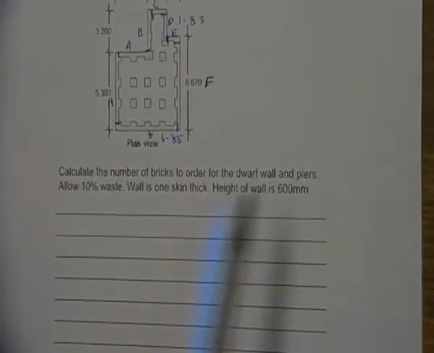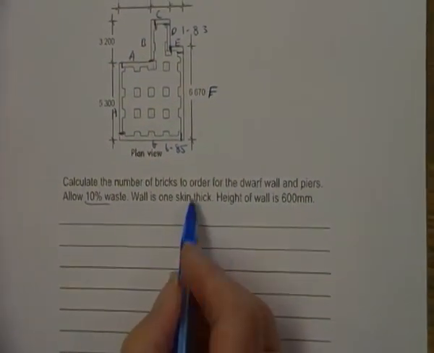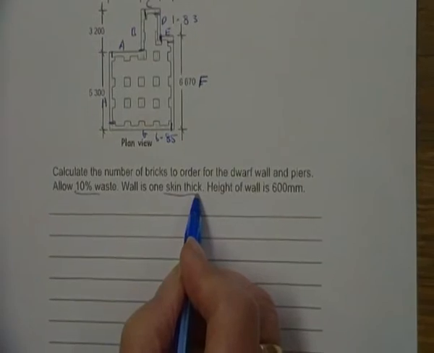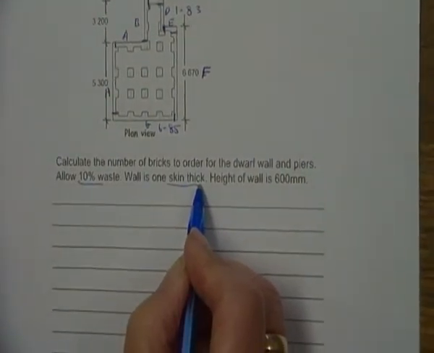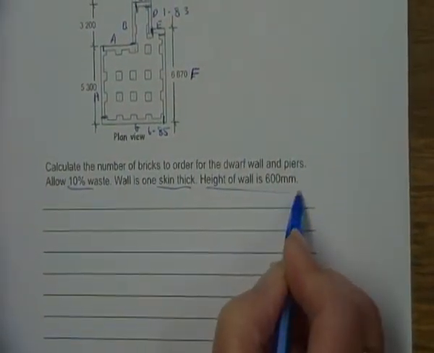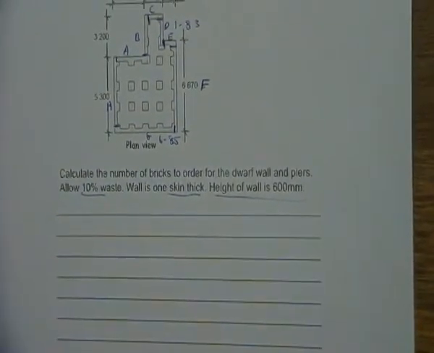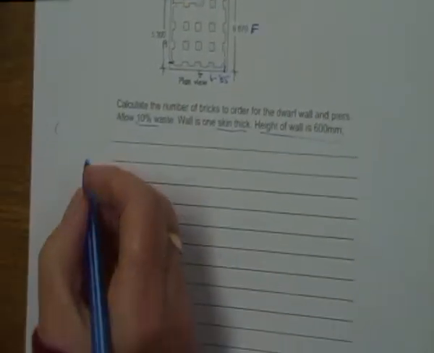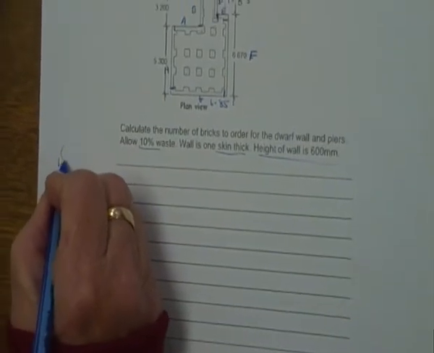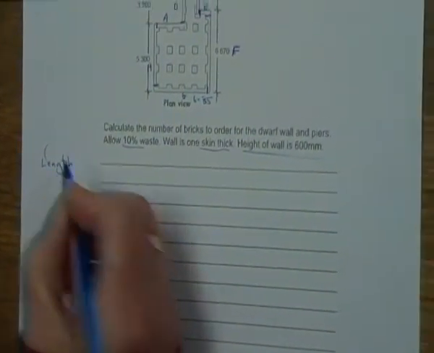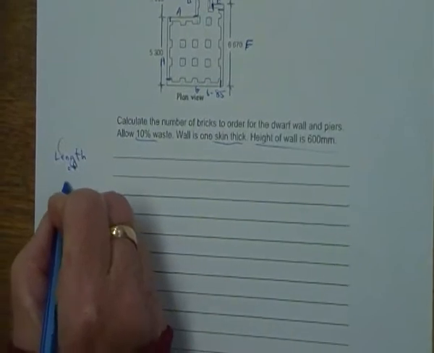Okay. So when I'm looking at this question, we're going to be ordering bricks for the dwarf wall and piers. Allow 10% waste. It's 1 skin thick, so it's telling us we're taking off 110, and the height of the wall is 600. So again, no prompts. So what I like to do is do this right at the beginning. Length of wall is here.